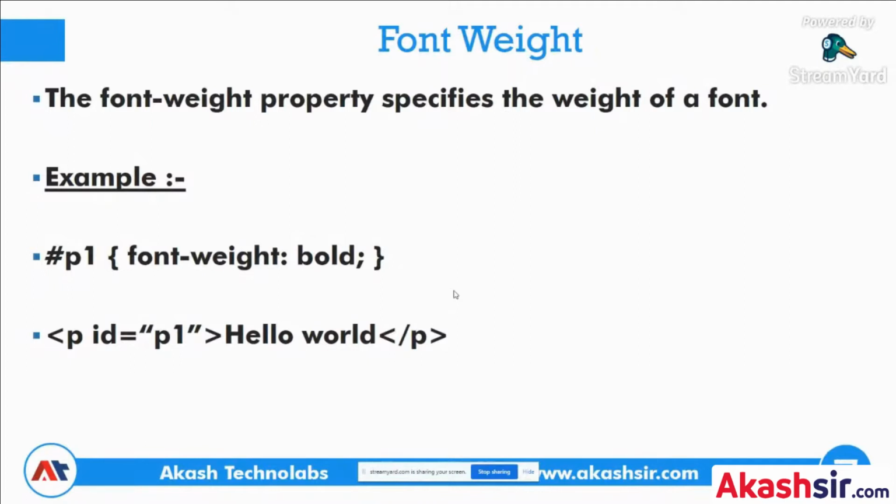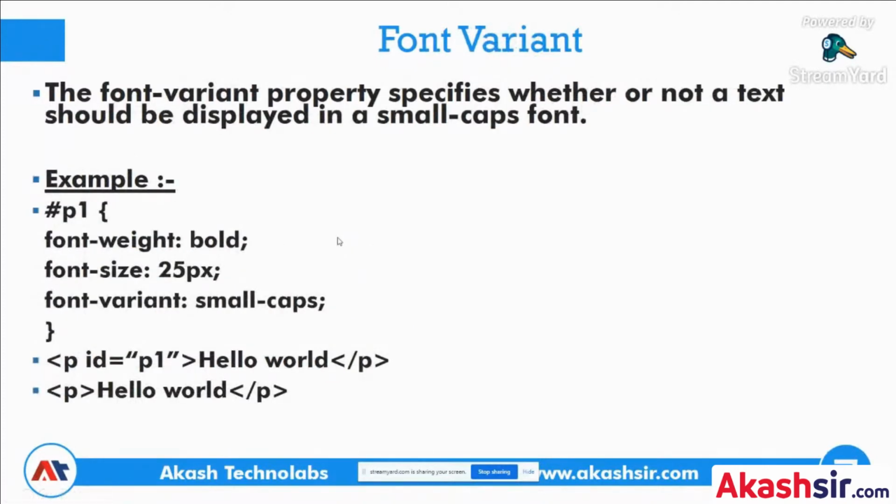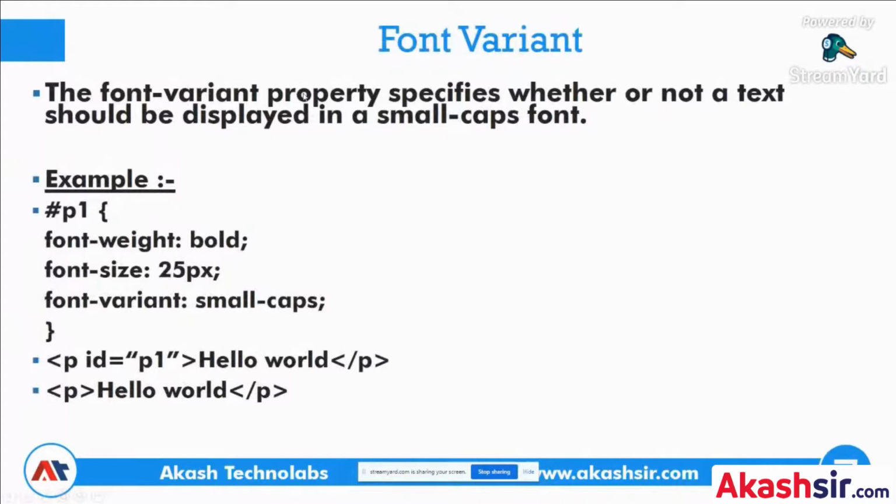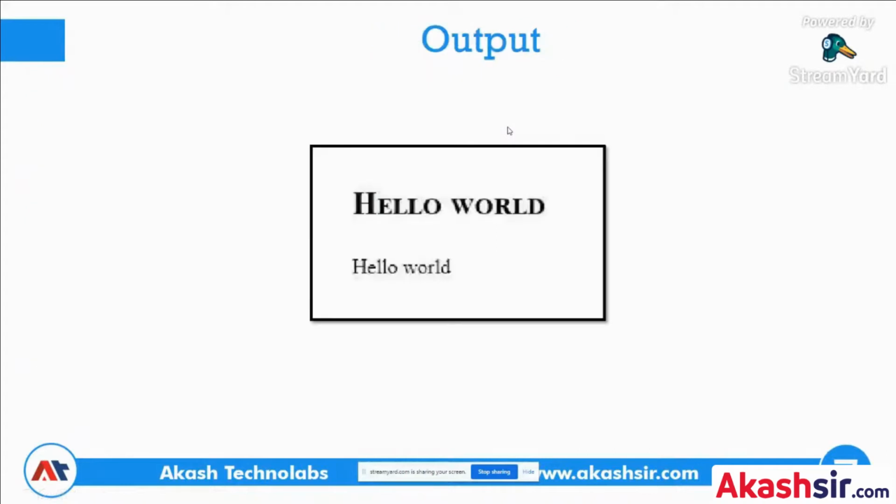So for font weight, if I want to make it bold, then you have to write the property. I know it's very easy, and that's why I'm navigating my slides faster, right? Font weight is a property with which you can convert your font into a bolder one. Then font variant. Let me give you the output first. For example, the font-variant property specifies whether or not a text will be displayed in a small-caps font. For example, I want to display a font like this, small caps, you can see.